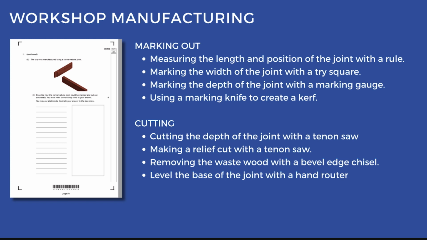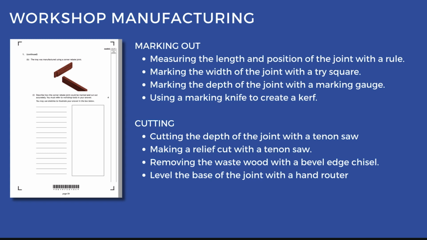In this case the joint would probably only have one line because you'd be working in from the end. You then get marking the depth of the joint with a marking gauge, so scoring that line on to show how far down the joint would actually be cut. And then a smaller, less common stage might be using a marking knife to create a little kerf, a groove for the saw. The cutting stages would be cutting the depth of the joint with a tenon saw.